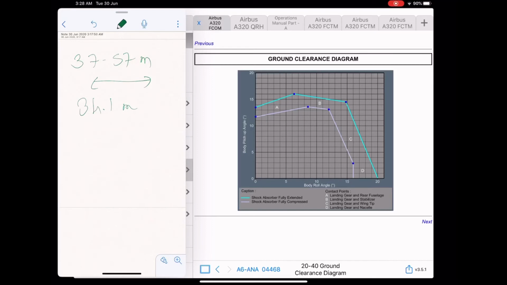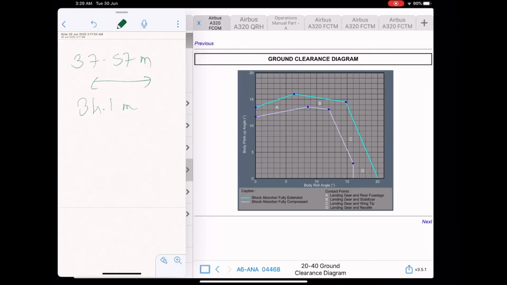So if you pitch the aircraft, let's say I'm referring to the purple line, and we look at point A, which is the landing gear and rear fuselage with shock absorber fully compressed. A is the point where the rear fuselage would touch if my body roll angle is close to 4 degrees with a body pitch up angle of about, let's say, 12.5 degrees. So that's where there would be a contact point on the landing gear and the rear fuselage.